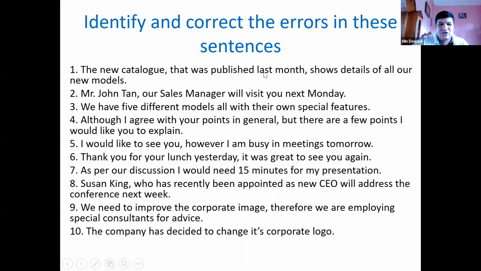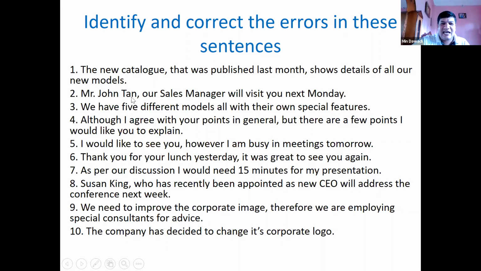यो relative clause हो. Relative clause मा पनि non-defining relative clause हो. त्यसलाई चाहिँ हामीले comma बाट छुट्याएको छौं. In non-defining relative clause we use comma, and generally instead of that we use which. That को सट्टा हामी चाहिँ which use गर्छौं. यो basic grammar मा आउँछ. So: The new catalog which was published last month shows details of all our new models. So instead of that you can write which. Okay, simple, एक दुई ठाउँमा मात्रै error हुन्छ.